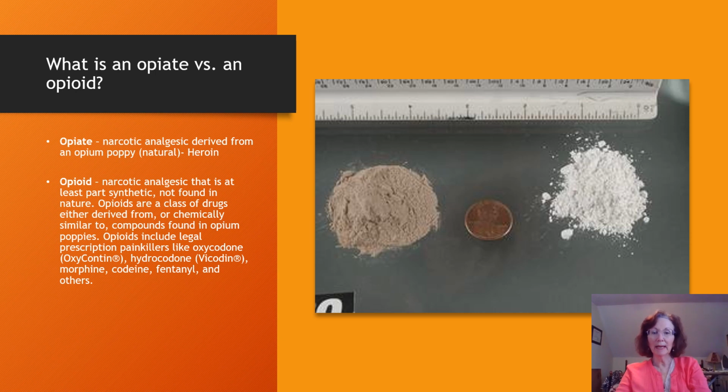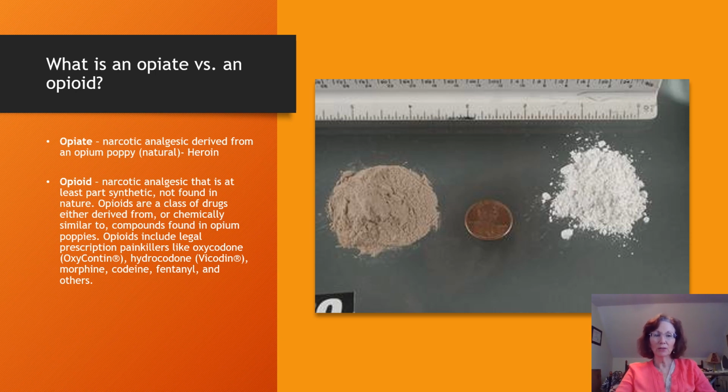So what's an opiate and an opioid? When the DSM-5 came out, we had the term opioid instead of opiate. And that was because there was a variety of synthesized opiates being manufactured by the medical community and used illegally. Opiates are a narcotic analgesic derived from an opium poppy in the natural state or form. We get the derivative of heroin from the opiate or poppy, but heroin is classified as an opioid.